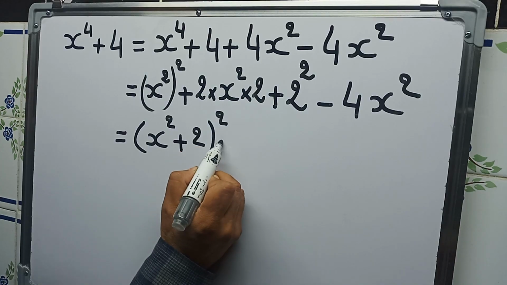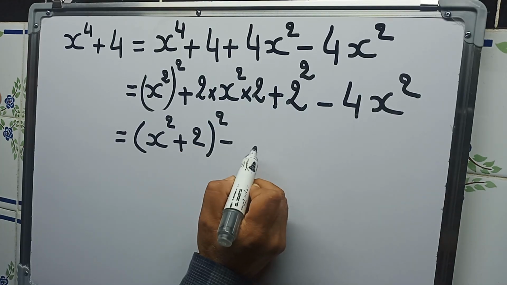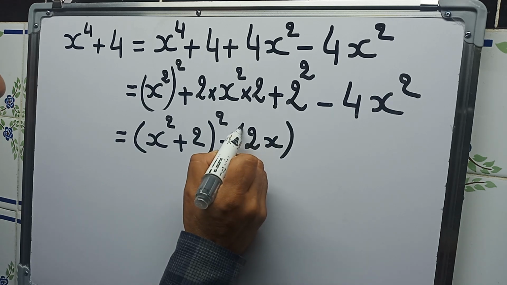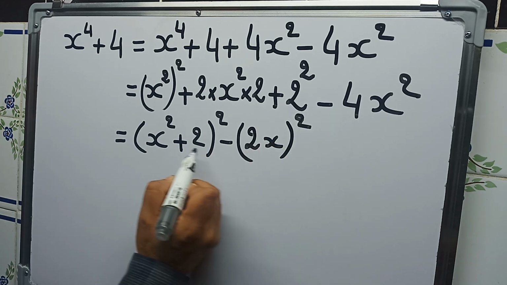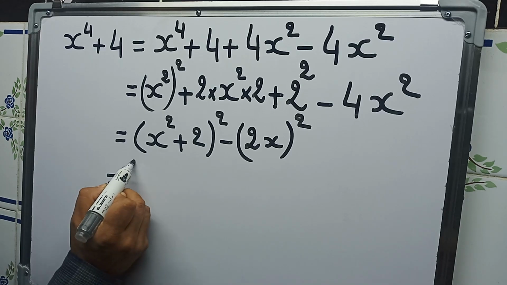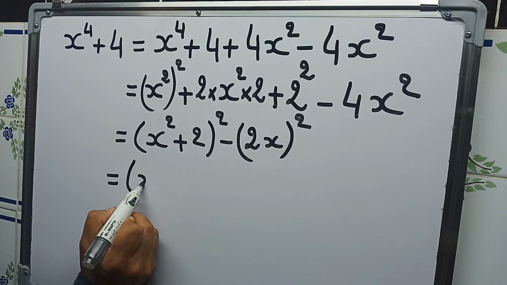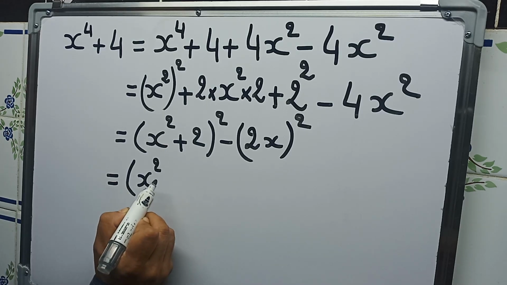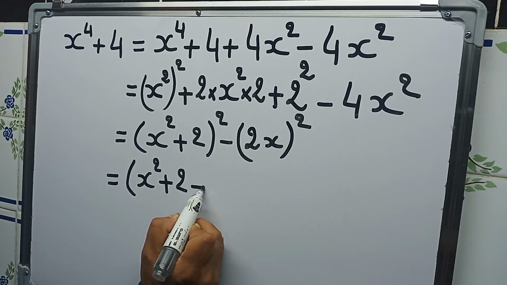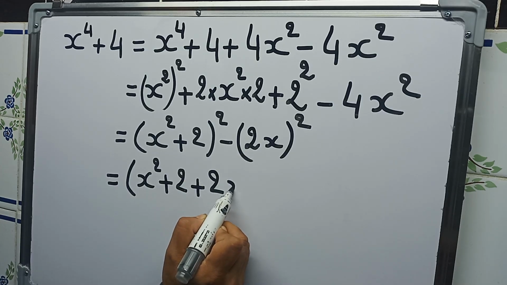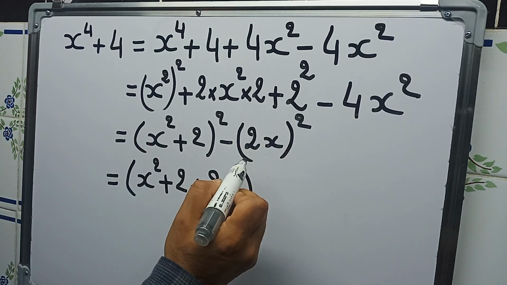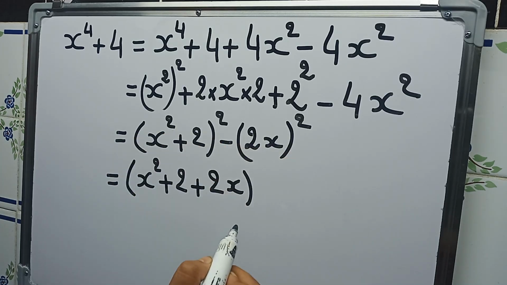squared minus, and here 4x squared is 2x squared. Now we have the difference of two squares. It's equal to x squared plus 2 plus 2x. We know that a squared minus b squared is a plus b times a minus b.